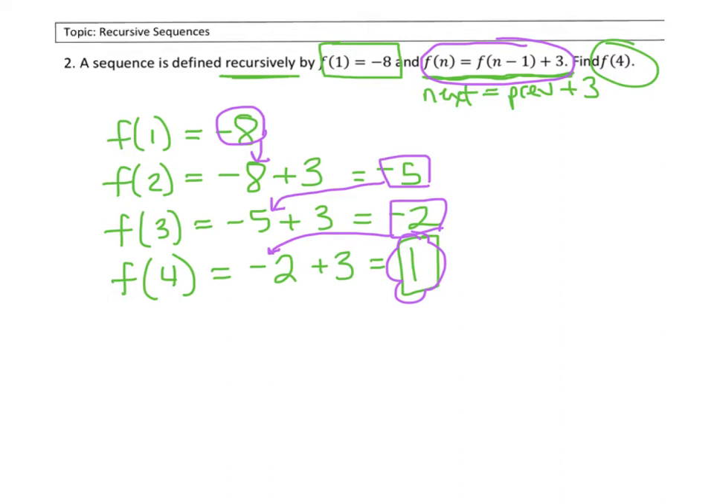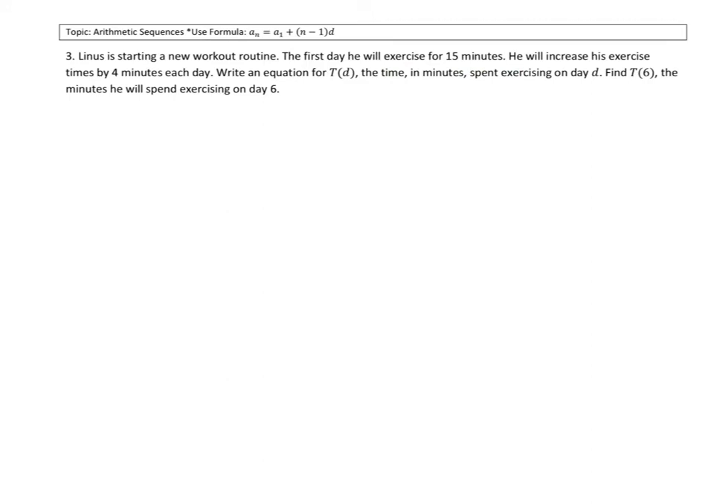Okay, the third topic here is on arithmetic sequences, and they give us the formula for arithmetic sequences that we definitely are going to use throughout this problem. So the question says, Linus is starting a new workout routine. The first day he will exercise for 15 minutes. He will increase his exercise time by 4 minutes each day. Write an equation for t of d, the time in minutes spent exercising on day d. Find t of 6, the minutes he will spend exercising on the 6th day.